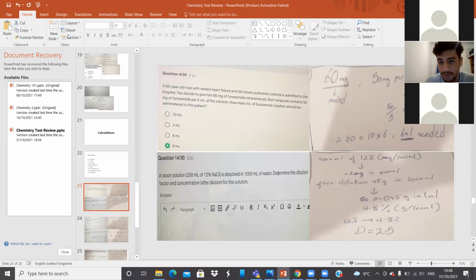Okay, so if you have 50 milligrams in 5 milliliters, then each milliliter you're going to have 10 milligrams. So 10 times 6, because you have 60 milligrams, you'll get 6 milliliters. Okay, there's not much to that really. You just have to recognize what it is.